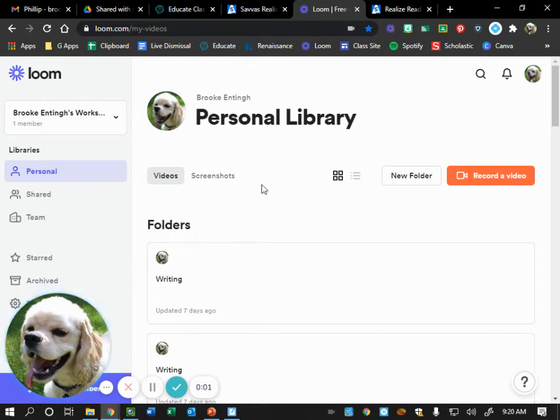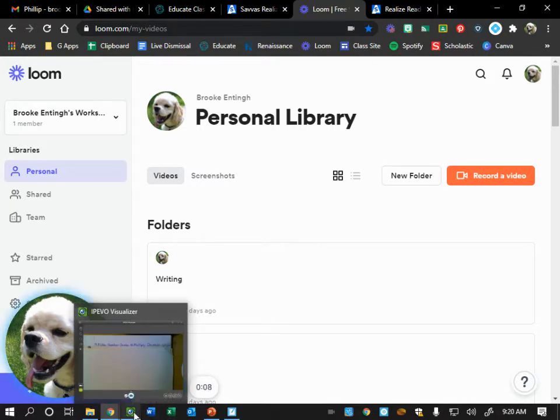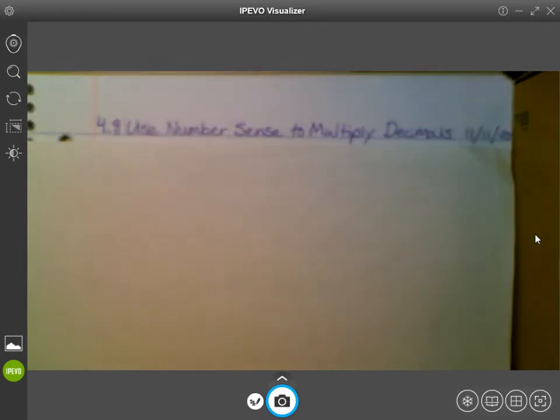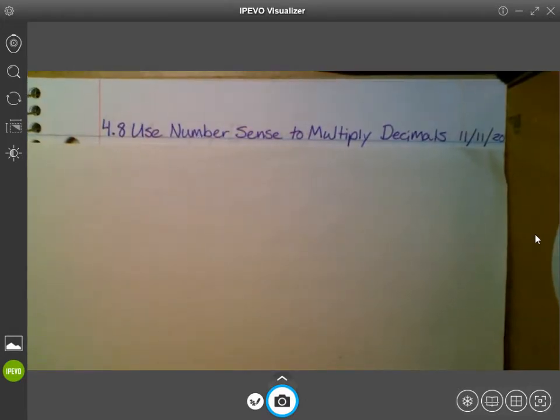We are opened up to the next clean page in our notebooks, and we are ready to take our notes for today. So today, waiting for a few of our classmates' voices. All right, we are titling our notes 4.8, use number sense to multiply decimals, and today's date of 11/11/20. So 4.8, use number sense to multiply decimals. 11/11/20.